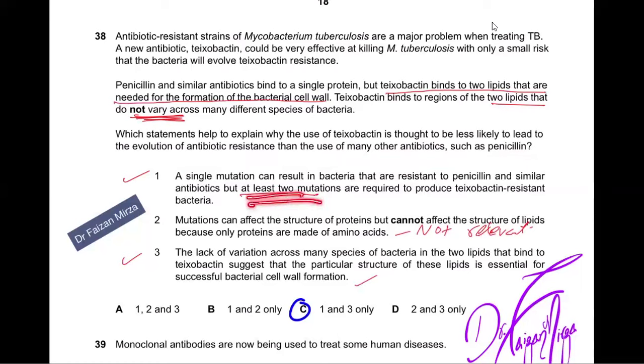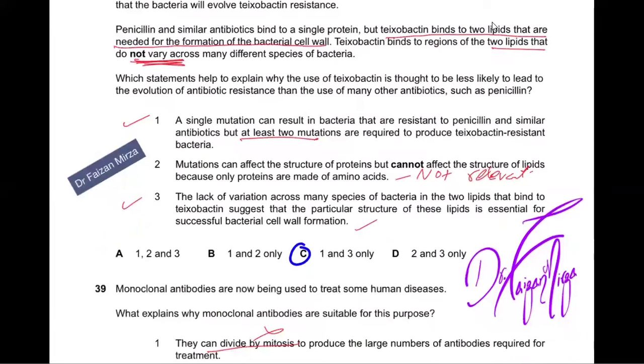Yes. So with a single mutation the chances are low, and with two mutations occurring the chances are even lower. So yes, one can be correct. Two, mutations can affect the structure of protein but cannot affect the structure of lipids. Yes, lipids do not alter their structures because of mutation, because mutation is in DNA or RNA that changes the structure of protein, which will not affect the shape of lipids. So the second option is just not correct. So if two is wrong, that means A, B, and D are all wrong. C is the only option correct. So 1 and 3 are right.